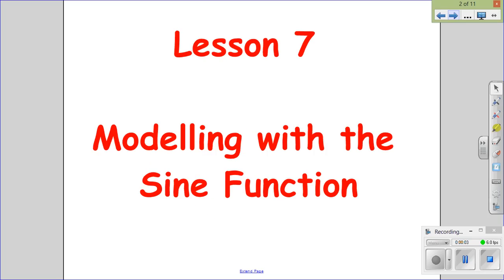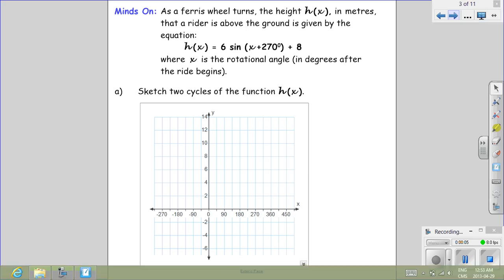Trigonometric functions, and modeling with the sine function. So we've done a few Ferris wheel examples. We're going to do another one, and we're going to use an equation to model it.